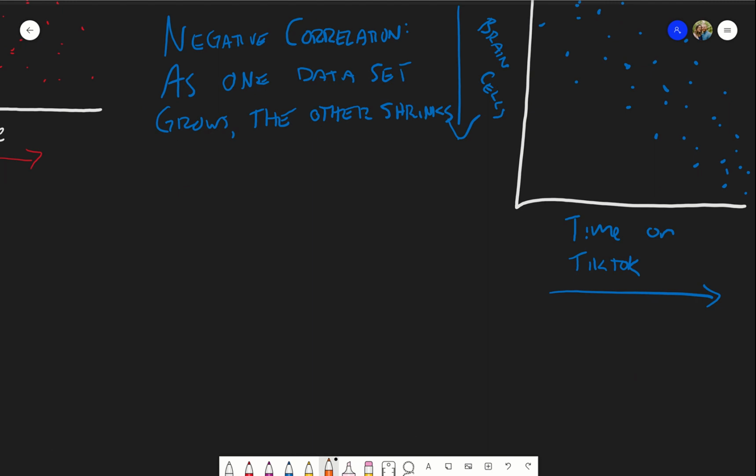The final type of correlation is no correlation. That's, my brain cells are gone. I spent too much time on my TikTok. No correlation. This means that the data doesn't impact one another. There is no relationship.